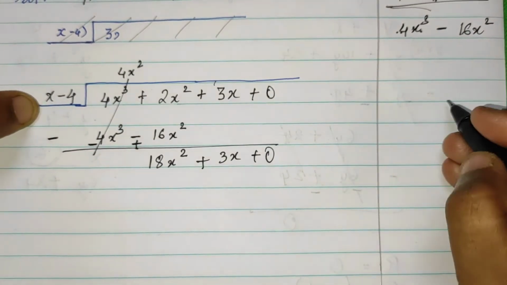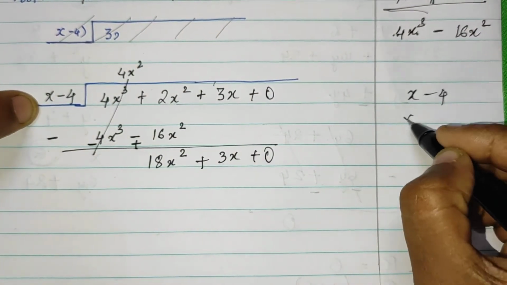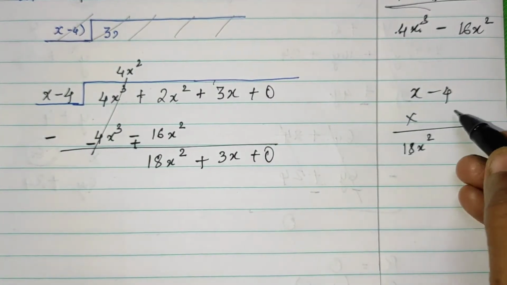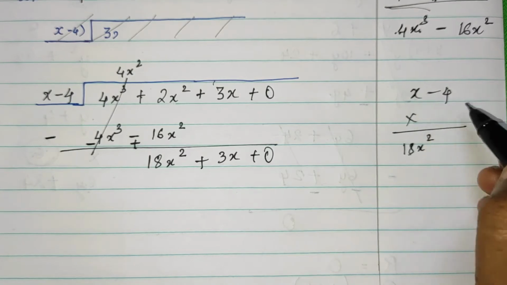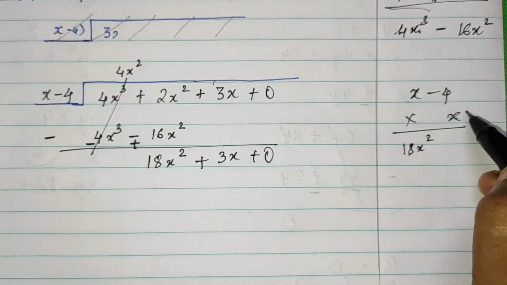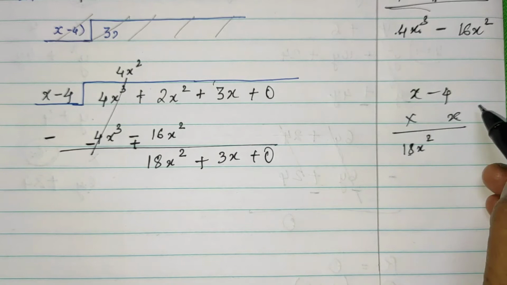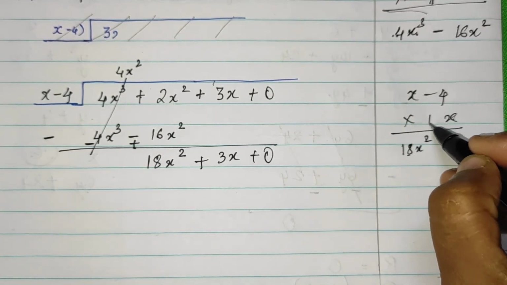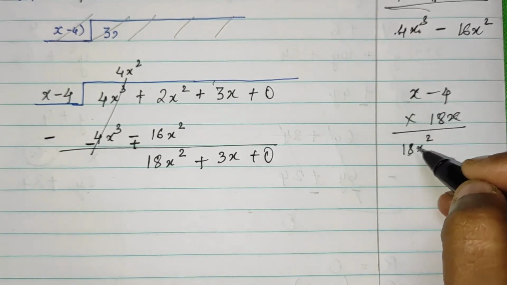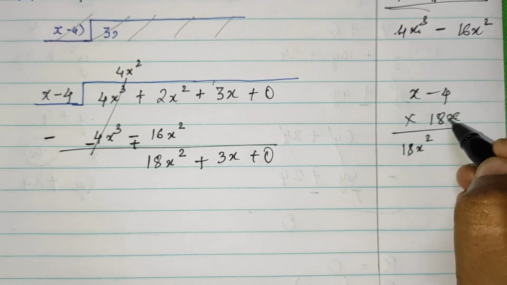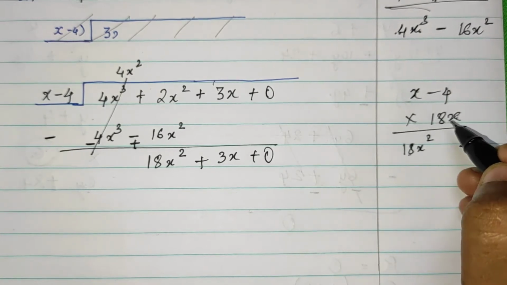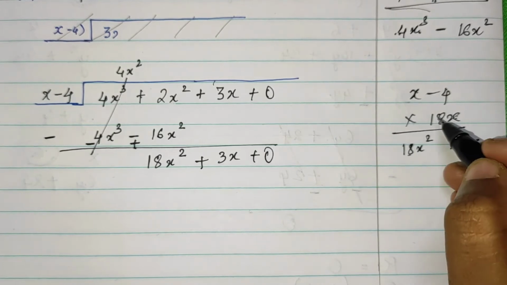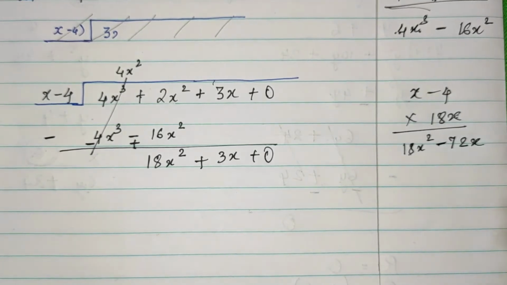Now again copy down this, and here your first term is 18x squared. So you have a single x, take one more x. x into x, x squared. एक x है आपके पास, आपने एक और लिया. So x into x, x squared. फिर we need 18, so 18 ones are 18. Now 18 fours are 72, and plus into minus, minus.